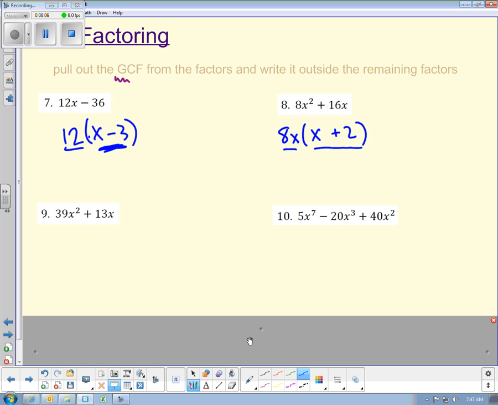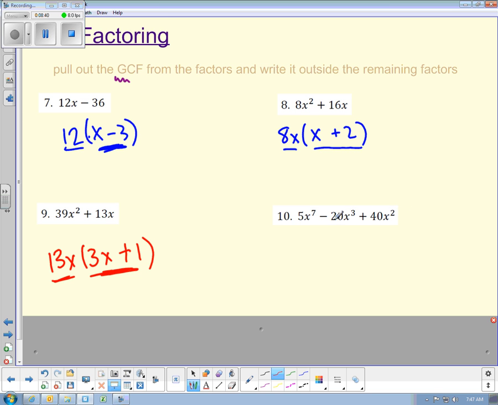If I look at 39x squared plus 13x, I can take out a 13. I can also take out an x, so I have 13x. Then when I divide 39x squared by 13x, I get 3x left over. 13x divided by 13x is 1, and yes, I need to write it plus 1. If I dropped off that plus 1, then I'd lose that whole term when I put the multiplication back together. So here's one of my factors. There's the other one.